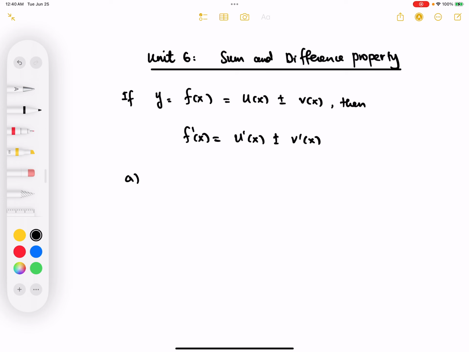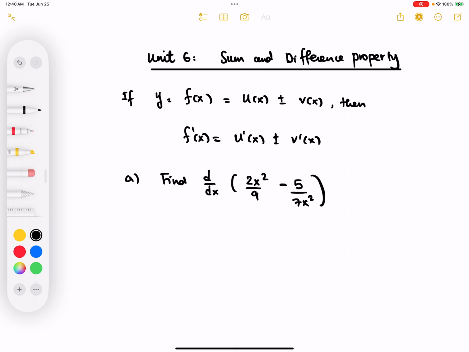For example, the first one, find dy dx of 2x squared over 9 minus 5 over 7x squared. Do you see there are two functions here? The first function is 2x squared over 9. The second one is 5 over 7x squared. And it is the difference, which is a minus 1.